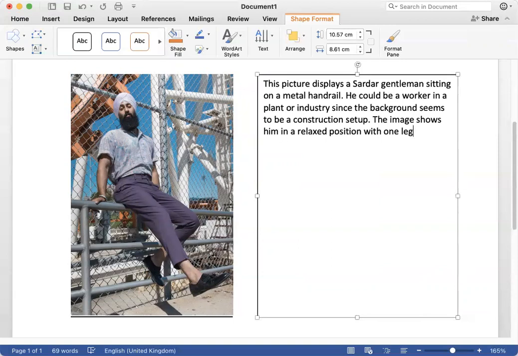So you're basically supposed to describe the picture and use visual cues, right? So try and describe it in terms of who the subject is. So here we see that the subject is a Sardar, and also try to describe the background or the setting in which the subject is. So here we see that it looks like a construction site, so it's possible that he's a worker at this site or a manager at this site.